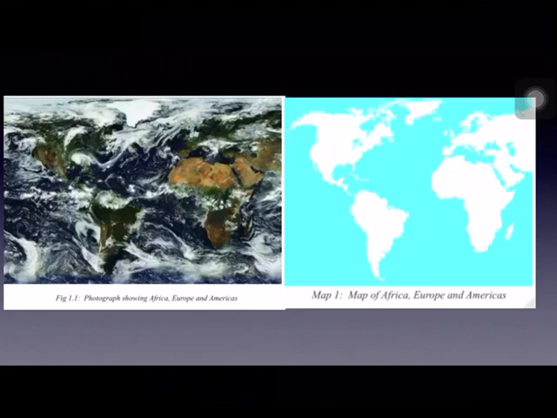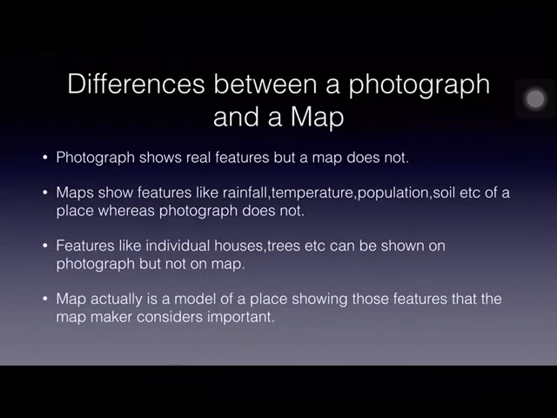Now let us see the differences between a photograph and a map. Now we learned what is a photograph and a map. In a photograph, the real features like trees, plants, background, anything that is present at the time of taking that photograph can be shown. But in a map, we cannot show such real features. That is the first difference. And the second one is that features like rainfall, temperature, population, soils of any place can be shown in a map, but such features cannot be shown in a photograph.